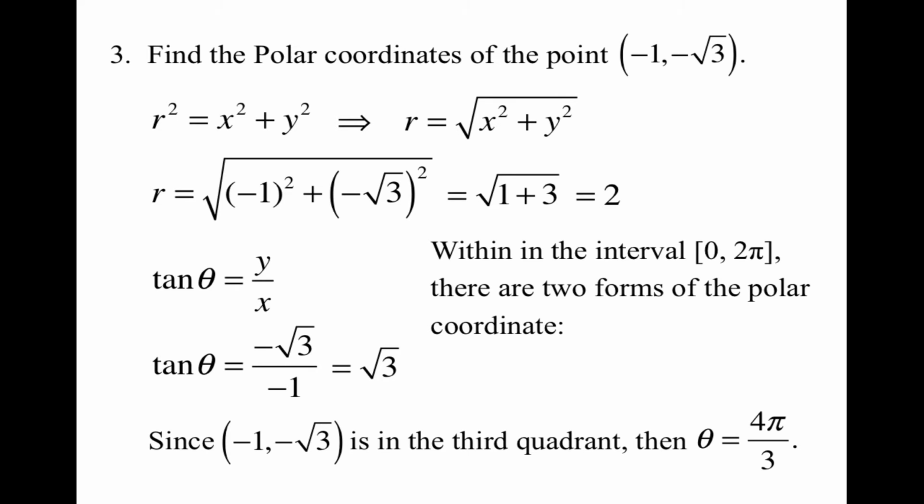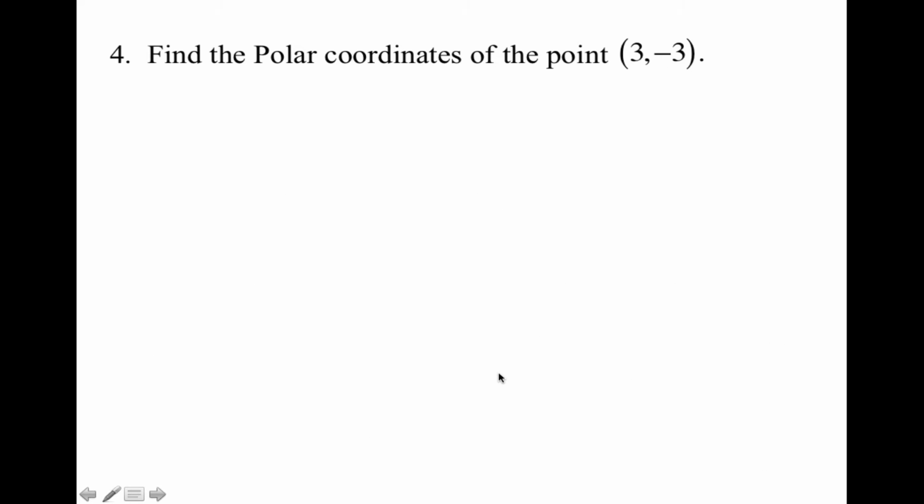Now within the interval from 0 to 2 pi, there are two forms of the polar coordinate. So we have radius 2 and our angle 4 pi over 3, or we can switch the radius to be opposite, but that means we have to go to pi over 3. All right, so why don't you go ahead and find the polar coordinates of the point 3, -3 on your own.